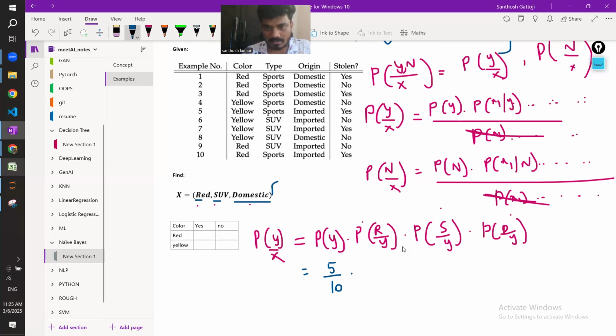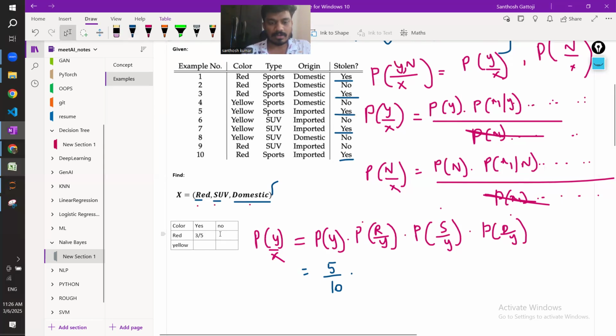Now the probability of red with respect to Y, that means color. What is the probability of red given that it is Y, that means R by Y, given it is yes? We should consider Y rows. So this is one row, this is one row, this is one row, this is one row, this is one row. Out of these five Y's, how many are red? 1, 2, 3. Total 3. So it will become 3 by 5.